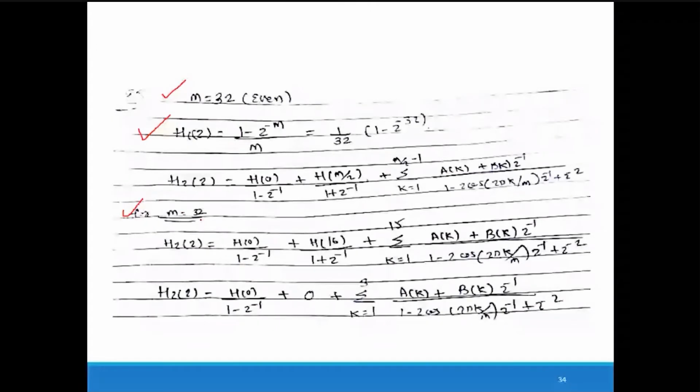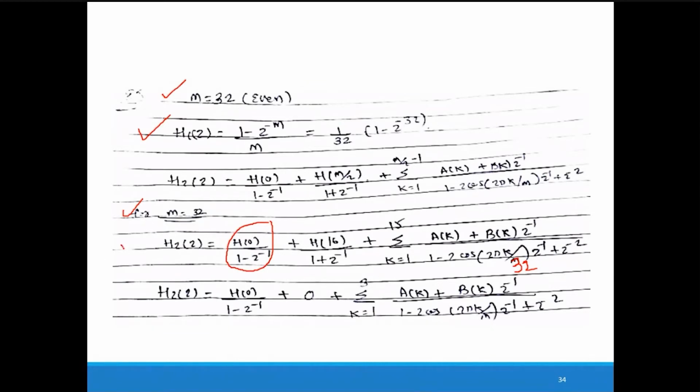When you apply m equal to 32, the first term remains the same, that is, the h0 parameter is unaffected: h0 divided by 1 minus z inverse as it is, plus h16 divided by 1 plus z inverse, plus sigma k equal to 1 to m by 2 minus 1, that is 15, of ak plus bk z inverse divided by 1 minus 2 cos 2 pi k by m. Instead of m you can write 32 over here, 32 into z inverse plus z raised to minus 2.